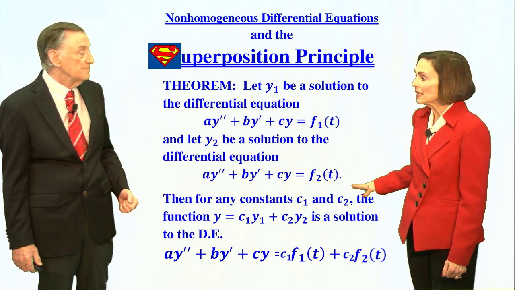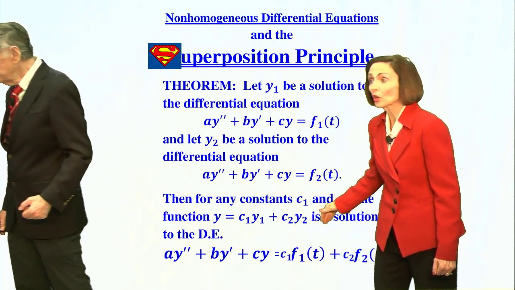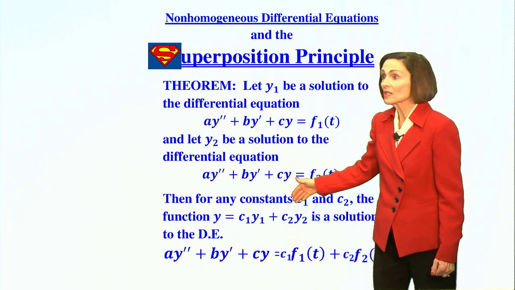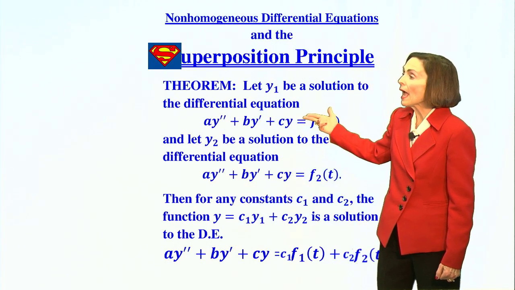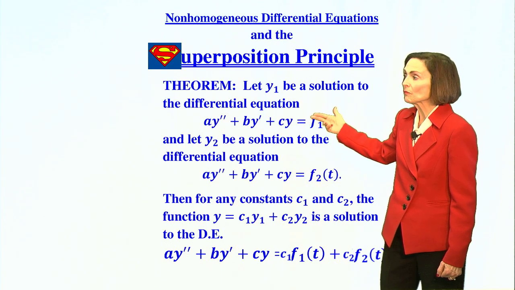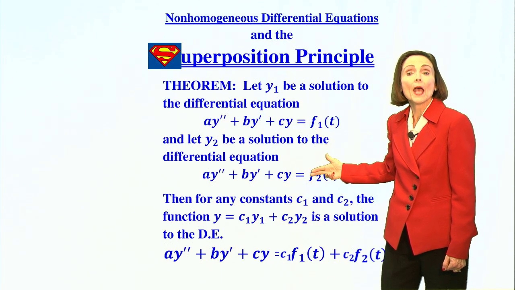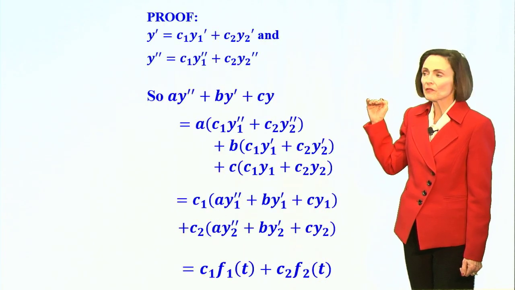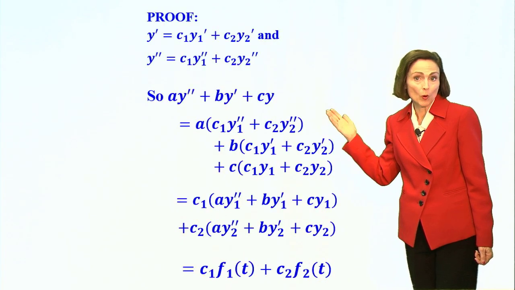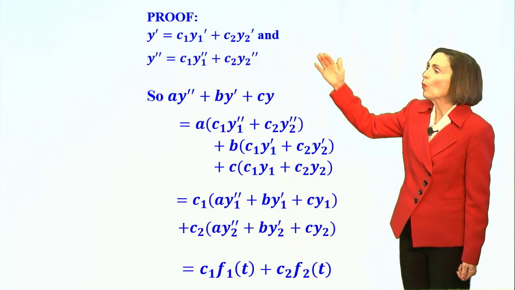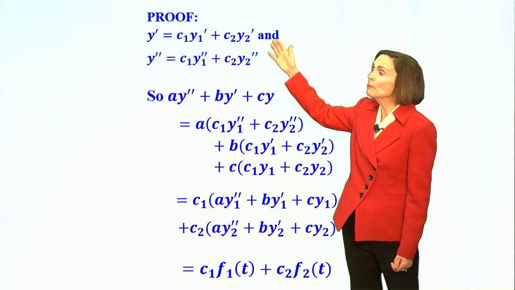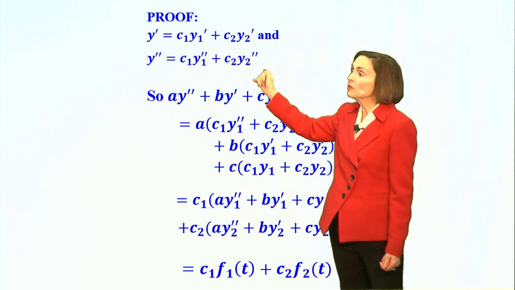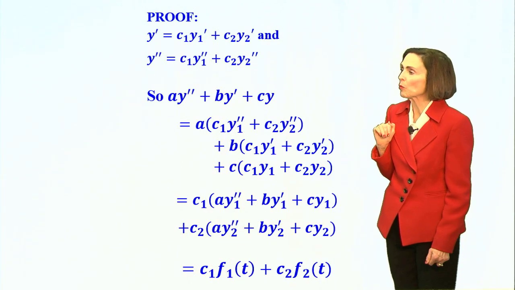And what we'll see is that if we have a linear combination of inputs, the response is a linear combination of the responses that we would have had if we had applied F1 and F2 separately. So let's prove that. So y is C1y1 plus C2y2. Y prime is C1y1 prime plus C2y2 prime. Y double prime is C1y1 double prime plus C2y2 double prime.